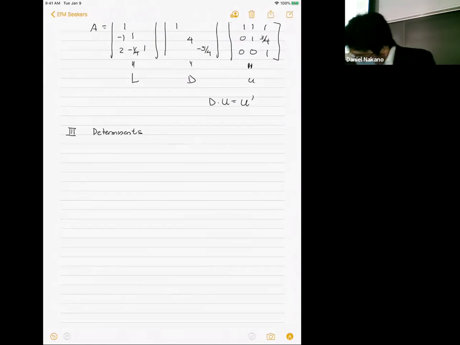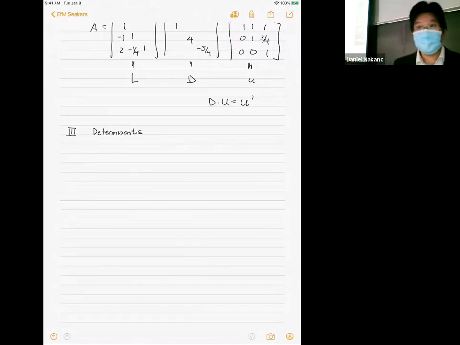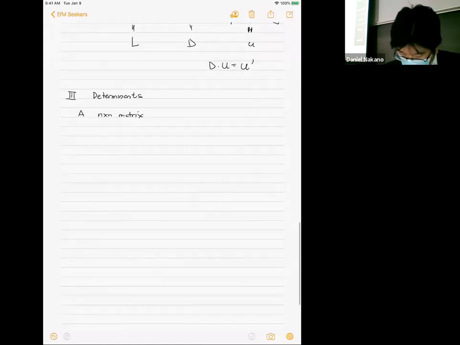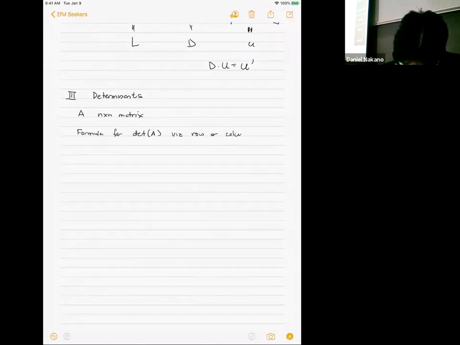Okay. All right, so how does this start? Well, it starts first by you take A to be an m by n matrix. And we actually define the determinant. So there's a formula for the determinant of A via row or column expansion.